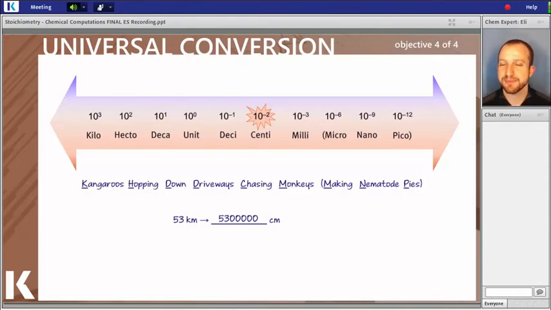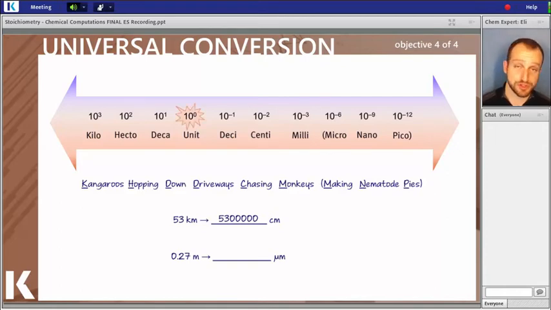Let's try another one. How about this, meters to micrometers? That little squiggly u thing is a mu for micro. So it starts with meters, which is 10 to the 0 or just 1, and it's going all the way out here to 10 to the negative 6. Again, moving to a much smaller unit value. So it's 10 to the negative 6, or 6 powers of 10 that we've moved down.